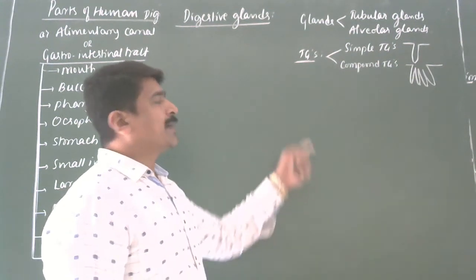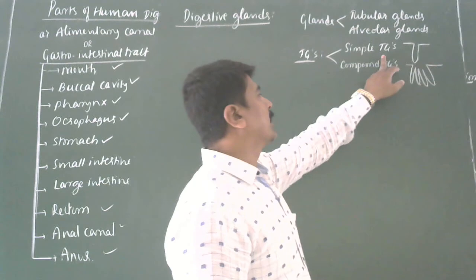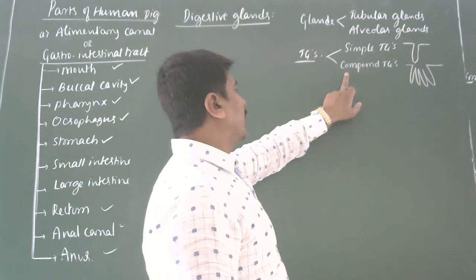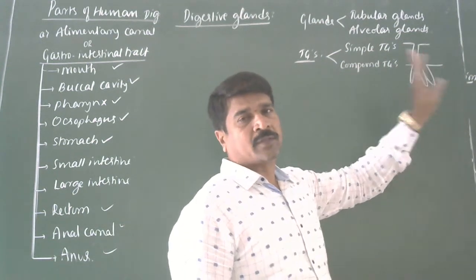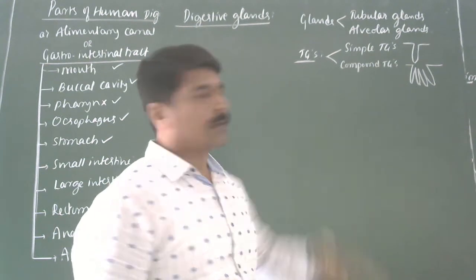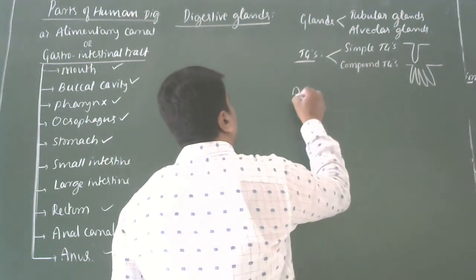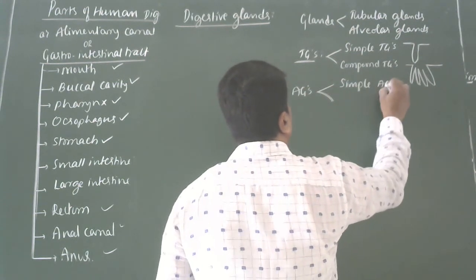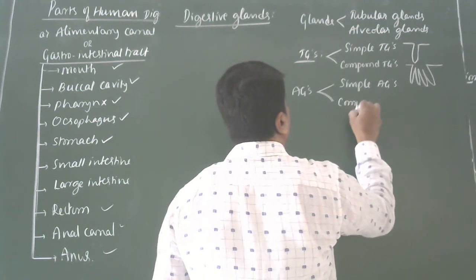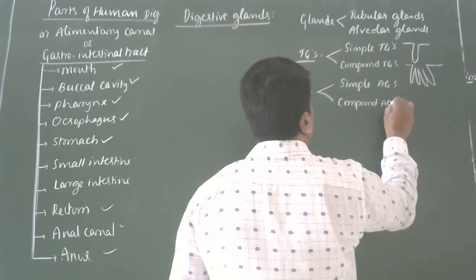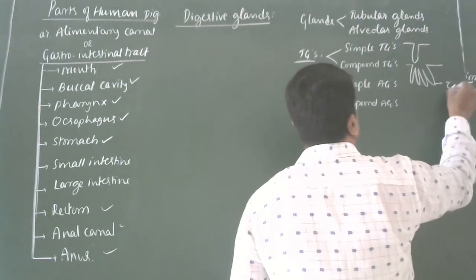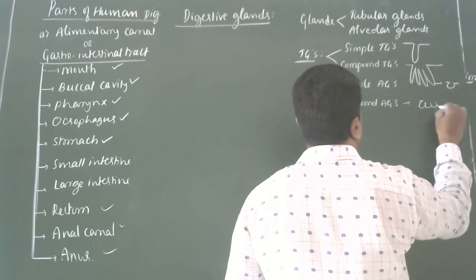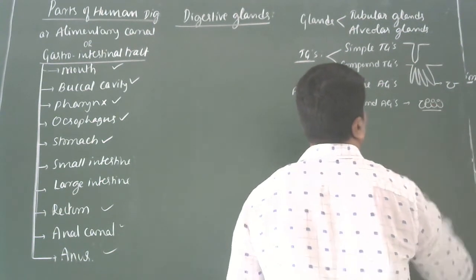Got it now? If the gland has only one tube-like structure, simple tubular glands. Example, crypts of Lieberkühn, intestinal glands. If the gland has many tube-like structures, compound tubular glands. Example, Brunner's glands. Clear? Similarly, alveolar glands are of two types, namely simple alveolar glands and compound alveolar glands. If the gland has only one sac-like structure, simple alveolar glands. If the gland has many sac-like structures, compound alveolar glands.